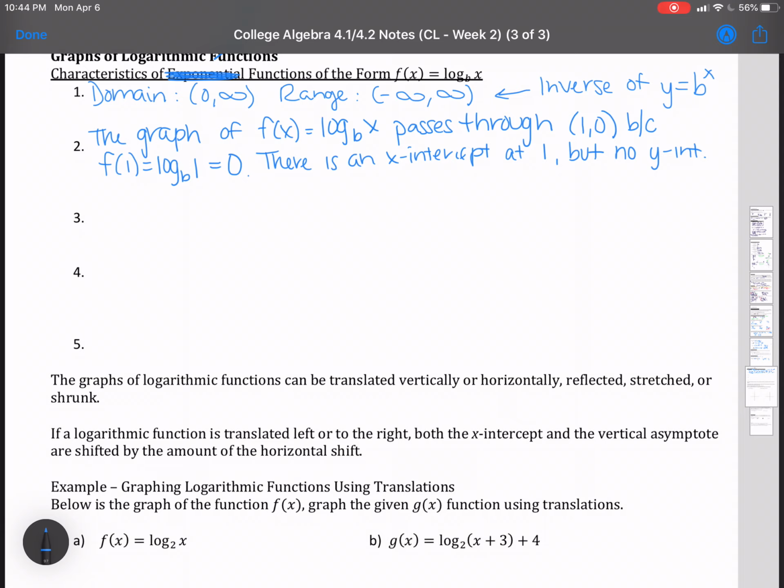Okay, third property says that if b is greater than 1, the graph is increasing.